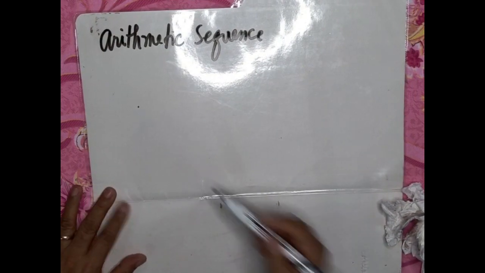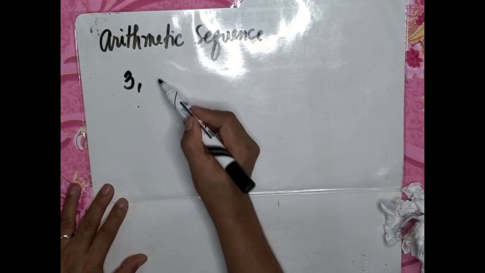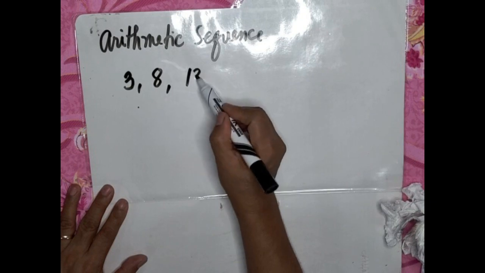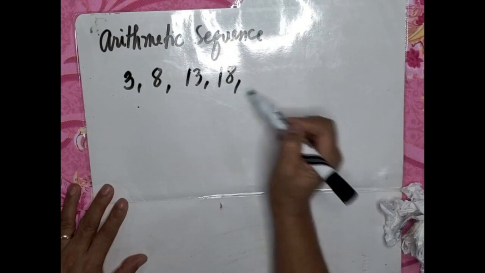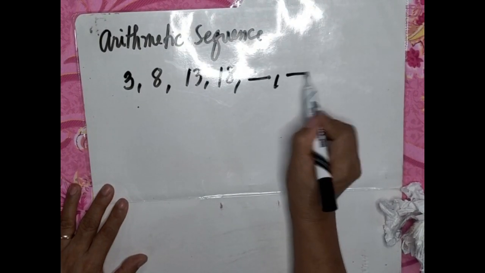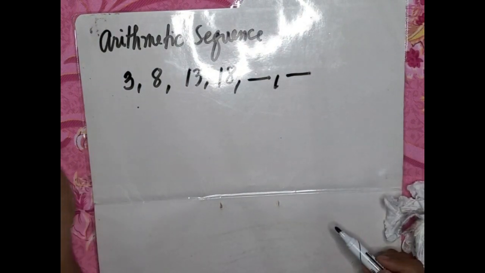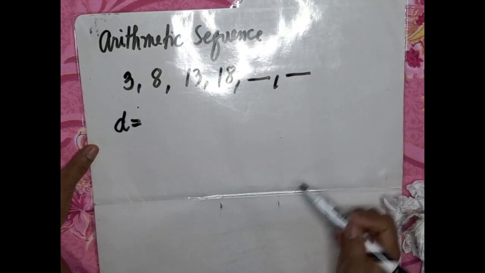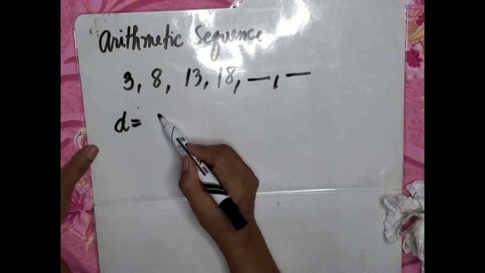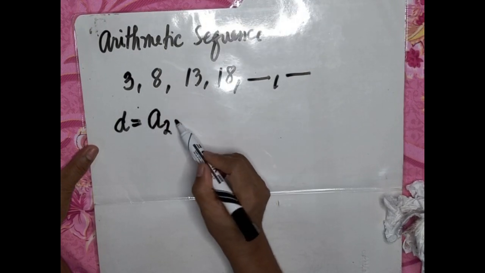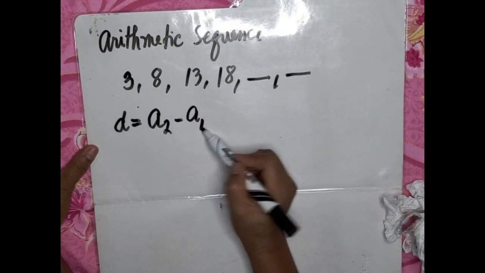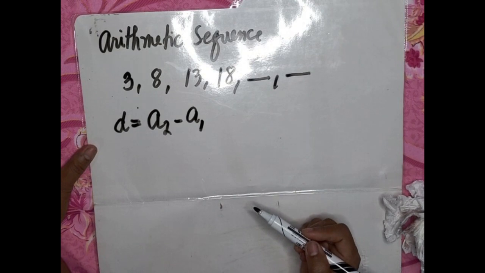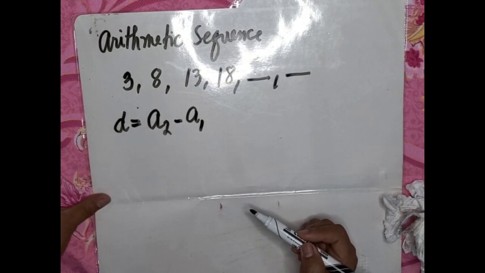Okay, so for example, we have 3, 8, 13, 18, and so on. So what would be the next two terms in this sequence? First, we have discussed the common difference. So how are we going to get the common difference? It is a sub 2 minus a sub 1. A sub 2 is the second term, while a sub 1 is the first term.